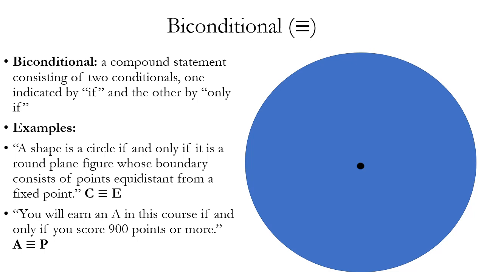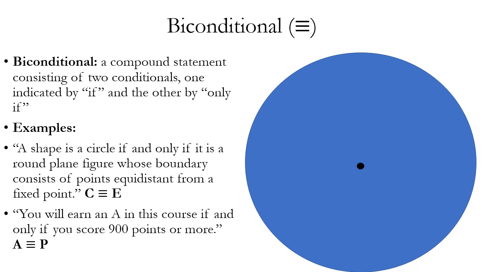Also, notice that there can be different ways of expressing the idea of biconditional. If and only if is the most common. Another one you sometimes see is the phrase just in case. So let's try it out on this example. A shape is a circle just in case it is a round plane figure whose boundary consists of points equidistant from a fixed point.